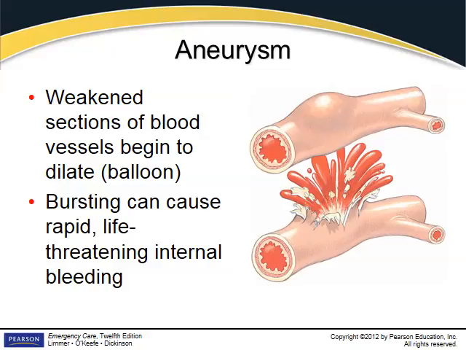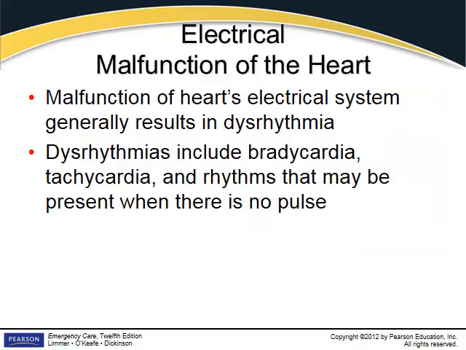You can also have electrical malfunctions in the heart. You guys should be quite well versed on these because we just did the last 4 or 5 lectures talking about these electrical malfunctions. Any type of malfunction in the heart's electrical system generally results in a dysrhythmia. These can include bradycardias, tachycardias, and rhythms that may be present when there is no pulse. I don't know if we talked about that, guys, but there is a rhythm that we do need to discuss that is called pulseless electrical activity.